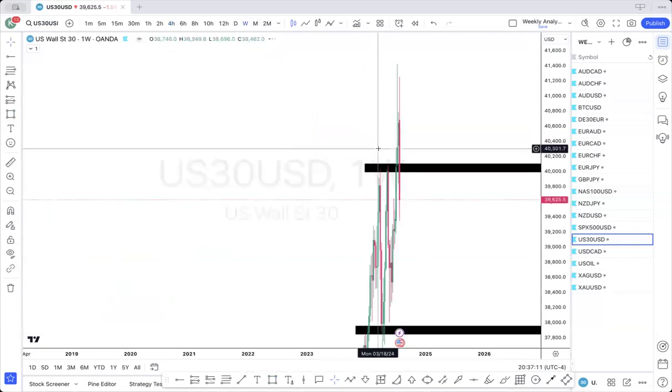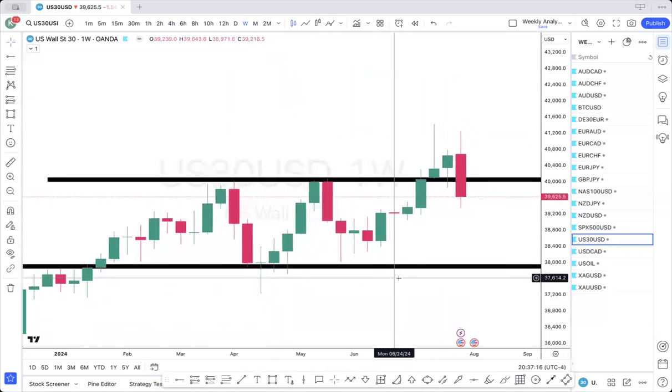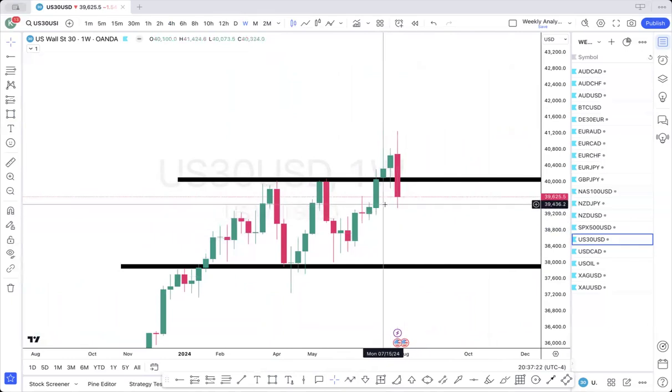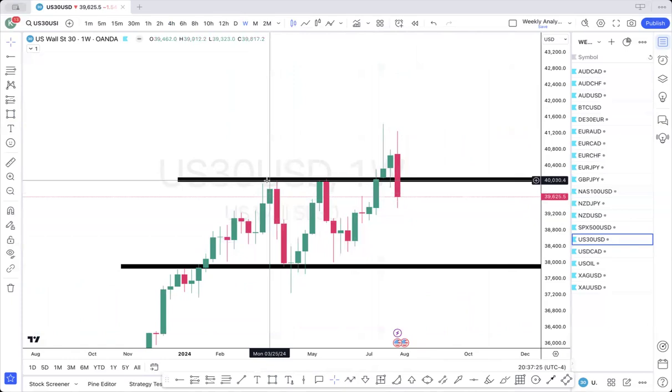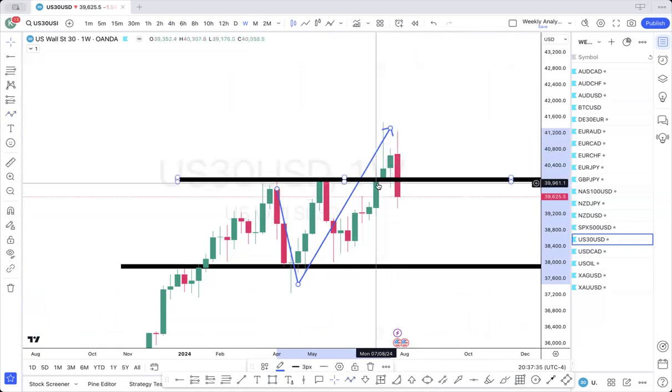Let me go back to the weekly. Sorry. Or maybe not almost the same thing. Okay. So if I'm looking at market structure, this is my structure, right? That's my structure. So, let's see. Hold on a second. So that's my structure.